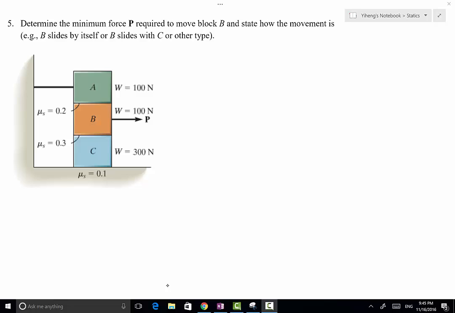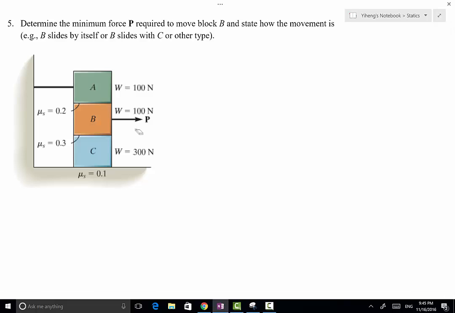In this problem, we have 3 blocks with given weight, and they are stacked together. But block A is also supported by this cable connected to the wall. And we need to determine the minimum force P, which is applied on block B, the middle one, required to move block B, and state how the movement is.